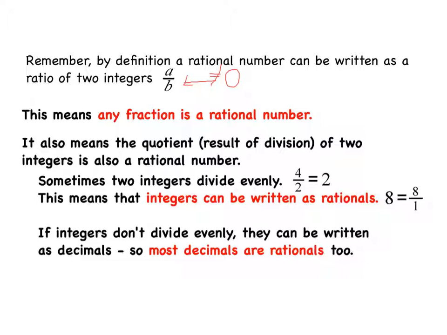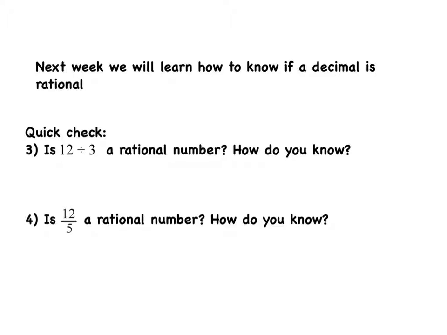Also, if integers don't divide evenly, they can be written as decimals. So most decimals are rationals too. Next week, we're going to learn in more detail how to tell if a decimal is a rational number. That's not the focus of today's lesson, but just know that if you can write it as a fraction, then it is a rational number. So try these quick check problems on your own. Are they rational numbers, and how do you know? Pause the video to think about it and start it up when you're ready for an answer.